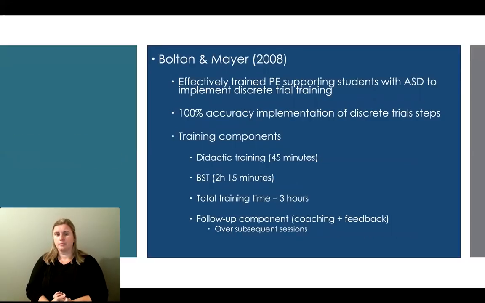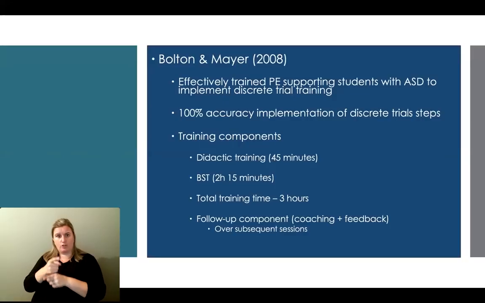Similarly, Bolton and Mayer in 2008 effectively trained paraeducators in school settings, and of course, paraeducators supporting students with ASD, to implement discrete trial training. After training, paraeducator participants were able to implement discrete trial steps with 100% accuracy.